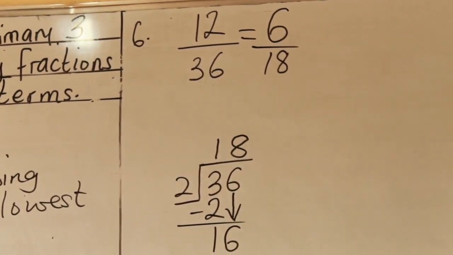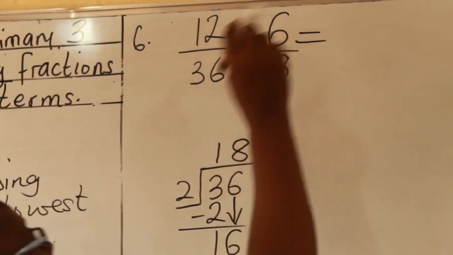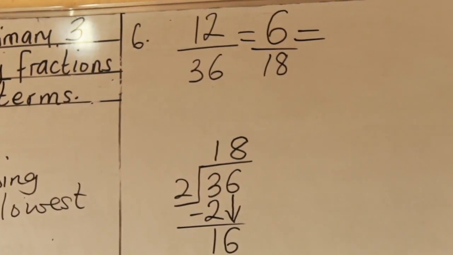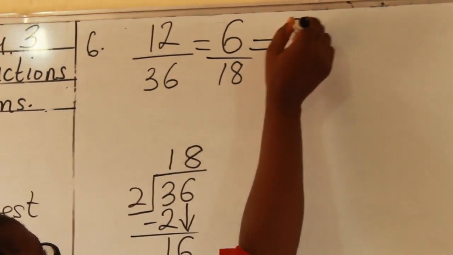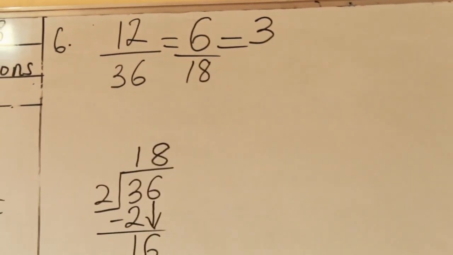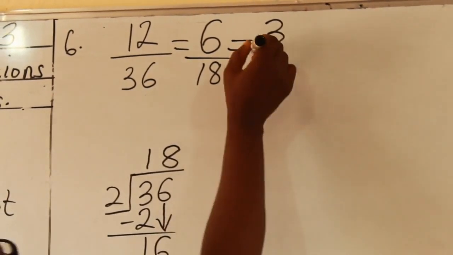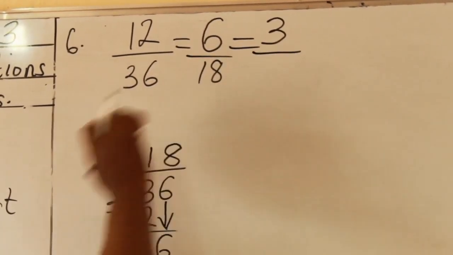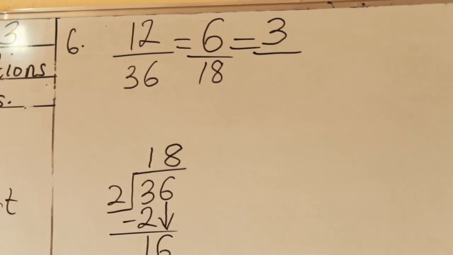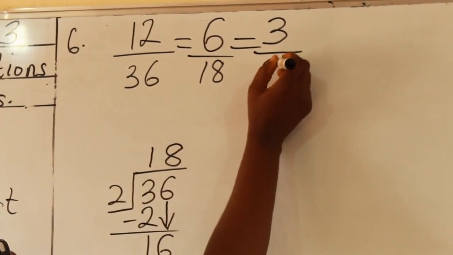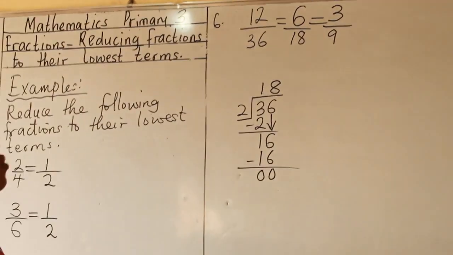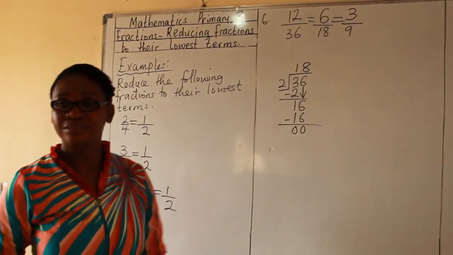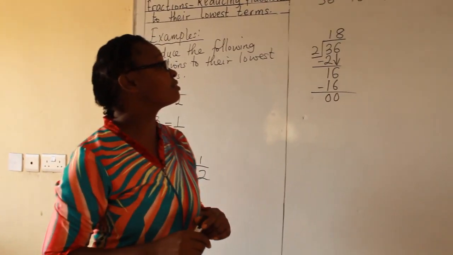We are not yet done, so you go ahead. You use 2 again. 2 can still go. 2 into 6, children, we know that to be what? 3. I know we are very fast. And then you put your dividing line. 2 into 18, how many times? 9. I know you'll be saying that 2 times 9 is 18. Okay, we have 3 over 9. And that is not the end.